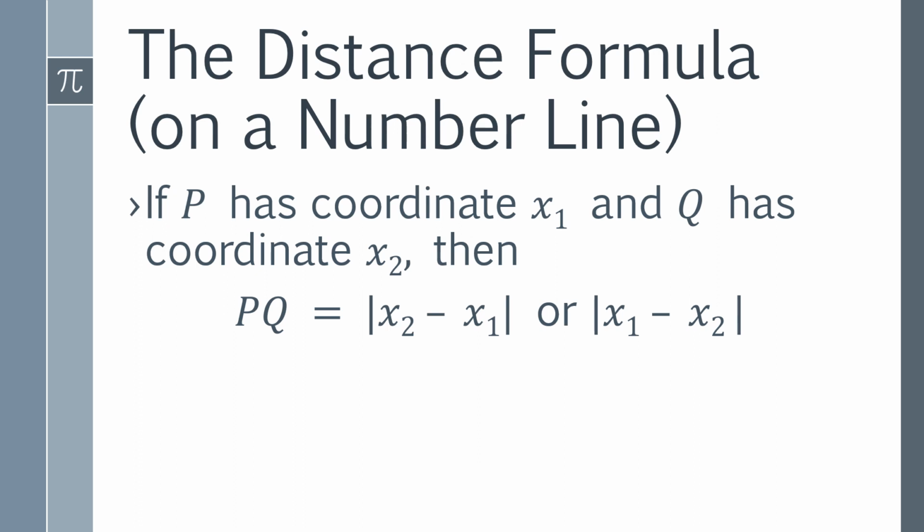Okay, the distance formula on a number line. If P has coordinate x sub 1 and Q has coordinate x sub 2, just means there's two x values, then the length of PQ is equal to the absolute value of x sub 2 minus x sub 1, or the absolute value of x sub 1 minus x sub 2. It doesn't matter the order, because we're taking the absolute value. If we get a positive answer, we take the absolute value and get a positive answer. If we get a negative value, the absolute value makes it positive again.